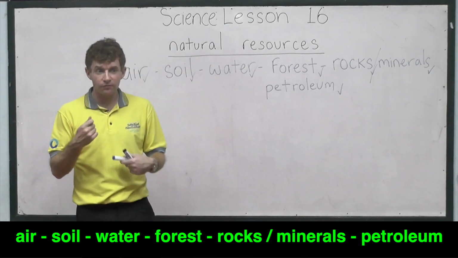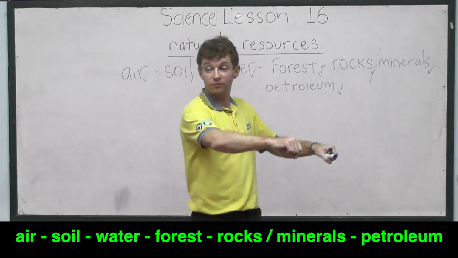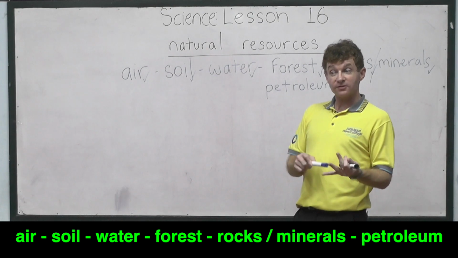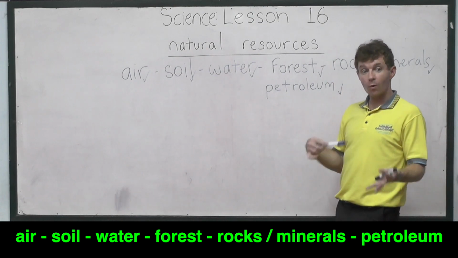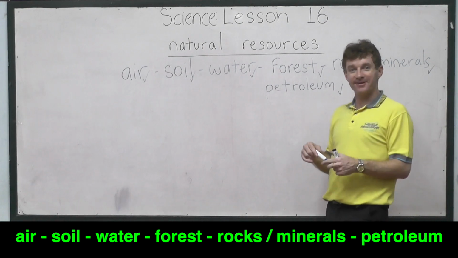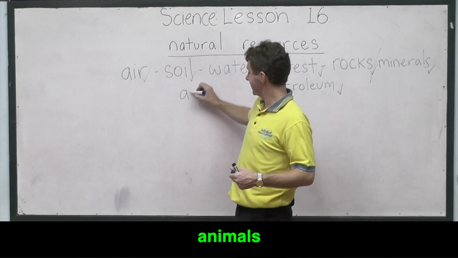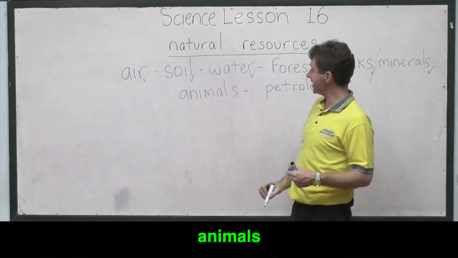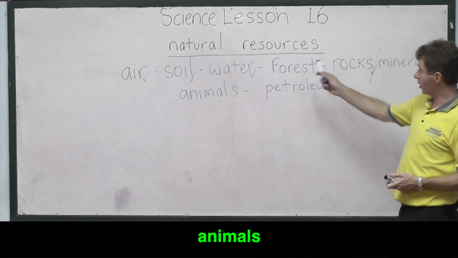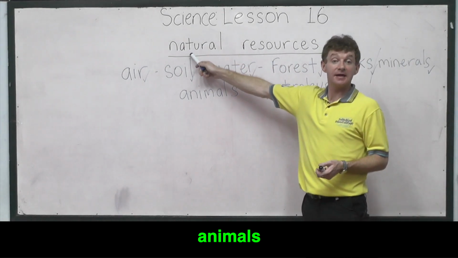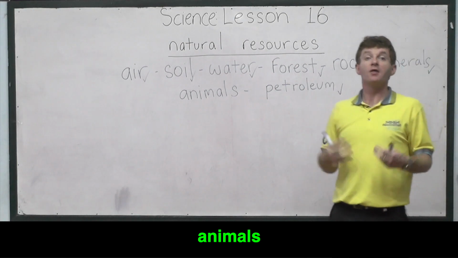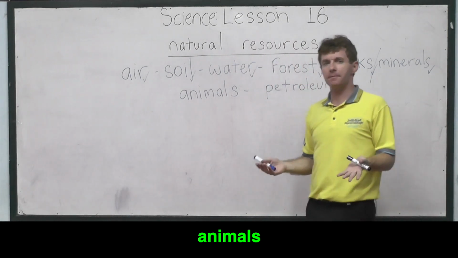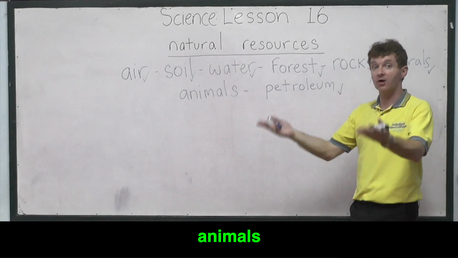Sometimes we use them for food. Sometimes we use them for transport. This type of things. Horses, chickens. What are they? Animals. Excellent. A-N-I-M-A-L-S. Animals. So all of these types of things are natural resources. Things that we find on this planet that happen naturally. We don't have to make them. They're already there, or they occur naturally.